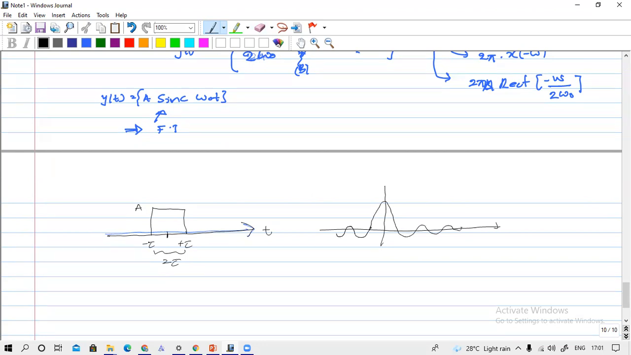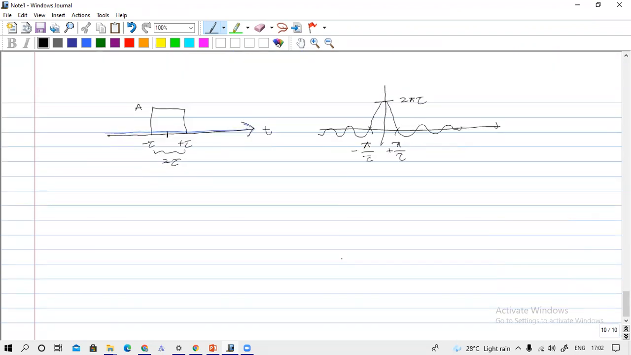And here we have 2π over tau, and here we have minus π over tau and plus π over tau. This is the signal. And what is the given? So this is what we have solved. And what is the next given signal?